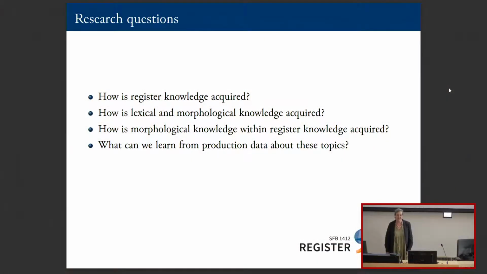So we are back to some questions. There will be more. So what we really would like to know is, how is register knowledge acquired? Is that something that we just acquire from being exposed to lots and lots of input? Or is it explicitly taught? Some of it probably explicitly taught, some of it probably implicitly learned from input. But which is which? Do we know? How is lexical and morphological knowledge acquired? How is morphological knowledge within register knowledge acquired? Yeah? What can we learn from production data about these topics?